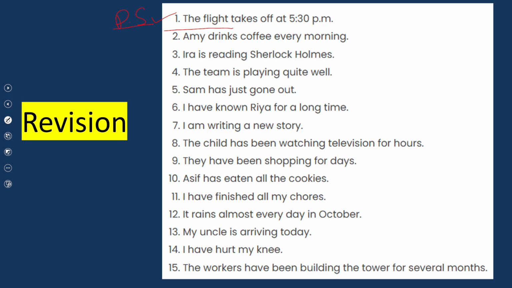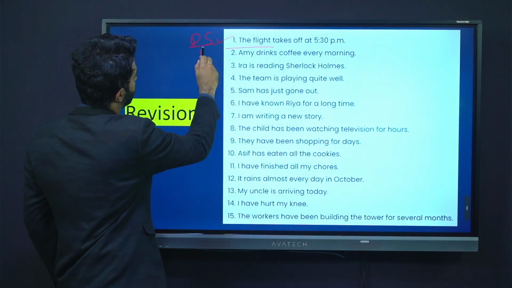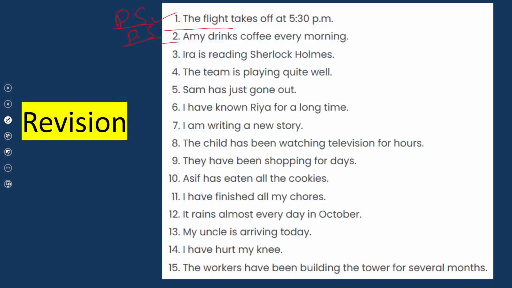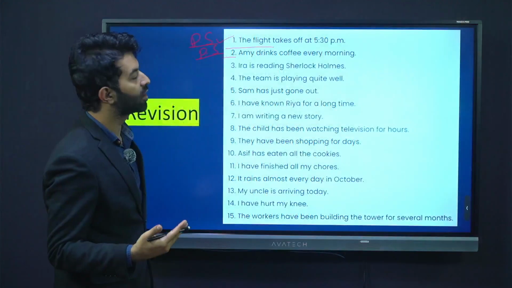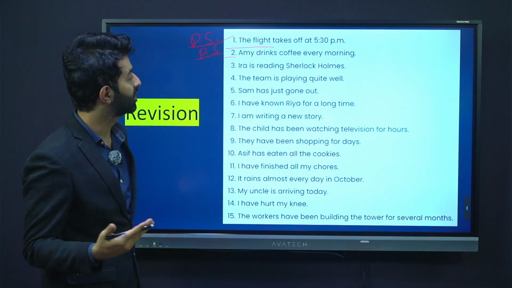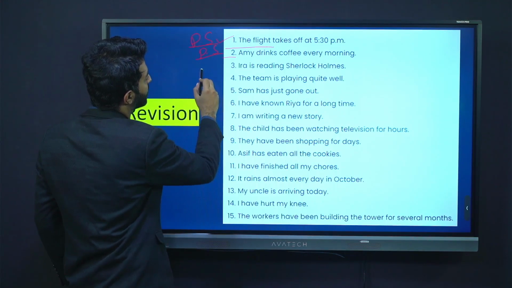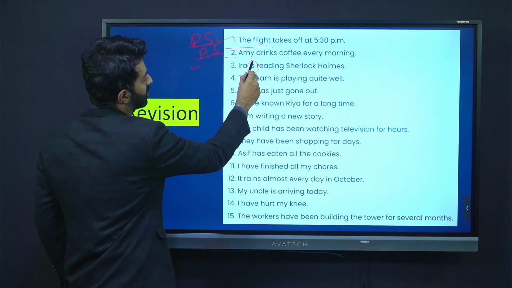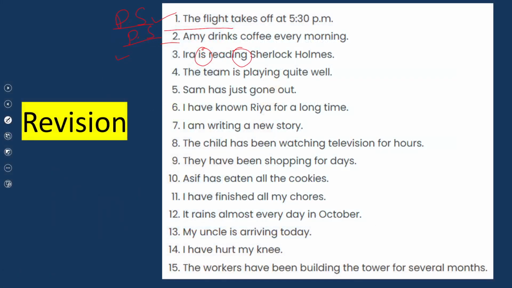Present simple. Amy drinks coffee every morning. Yes, this is also present simple. और ये क्या है? It's like a routine or habit. Ira is reading Sherlock Holmes. जी, this is present continuous. कैसे पता चला present है? is की वजह से. और ing से हमें पता चला that this is present continuous.